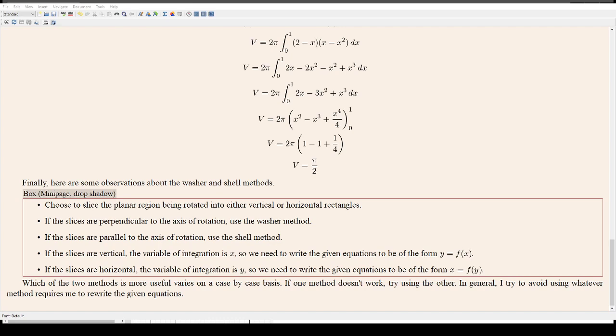But then again, on most of the questions you'll look at, they're going to straight up tell you which method to use anyway, so it's kind of a moot point.